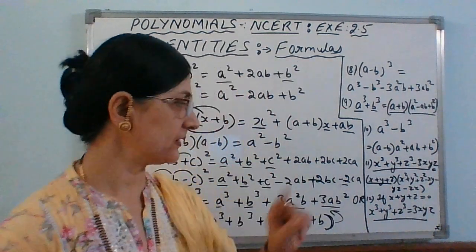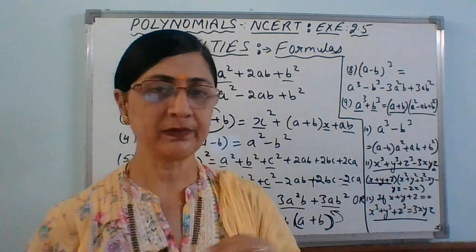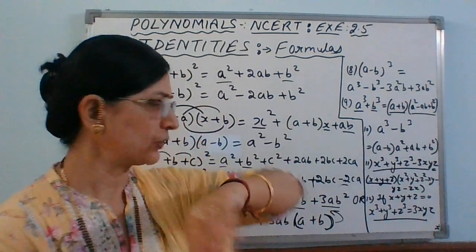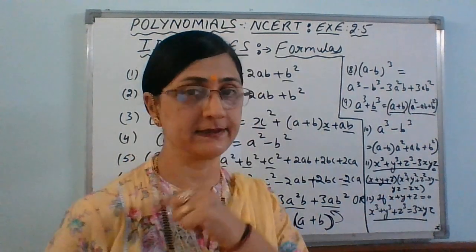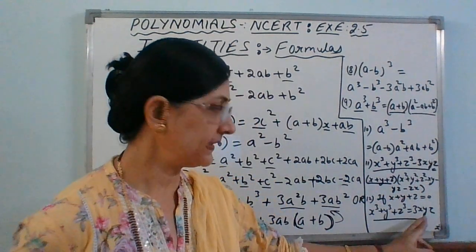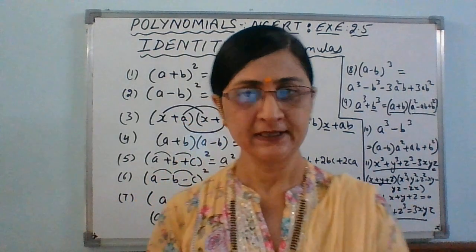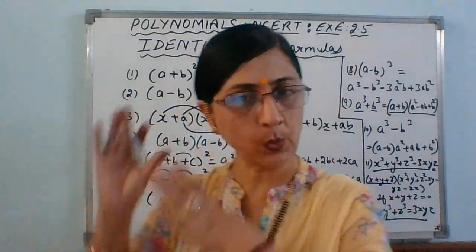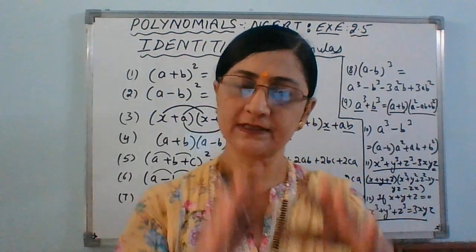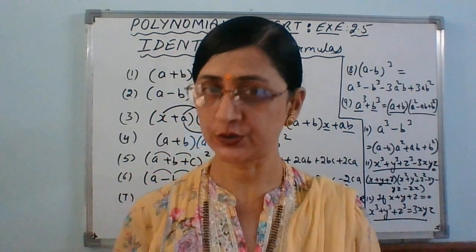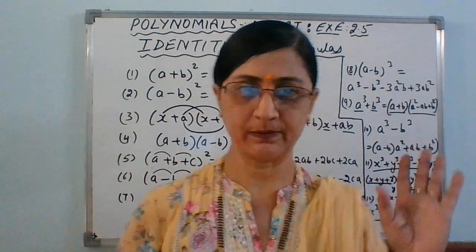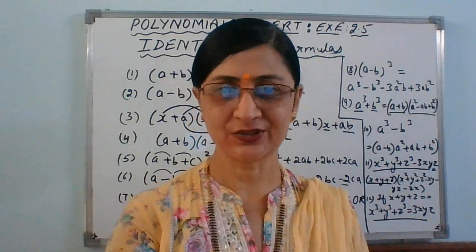So if in a question it is given 12 cube plus 3 cube minus whatever it's given, first you have to check if x plus y plus z is 0, only then the answer is 3xyz. We will be using all these identities, all these formulas in all the questions. Exercise 2.5 is a lengthy exercise. There are so many questions using all these formulas. So let us do the exercise now, children.